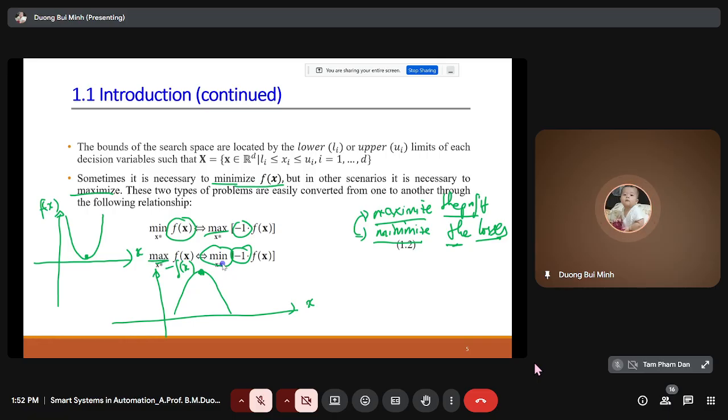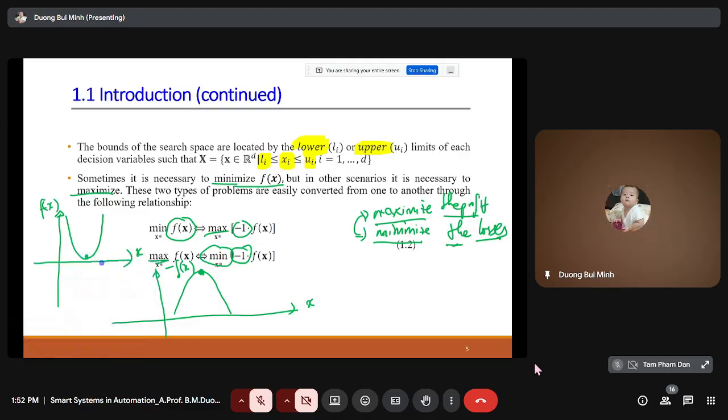Okay, good. Now we have another definition: lower and upper. For every variable, we need to set up a lower boundary and an upper boundary.